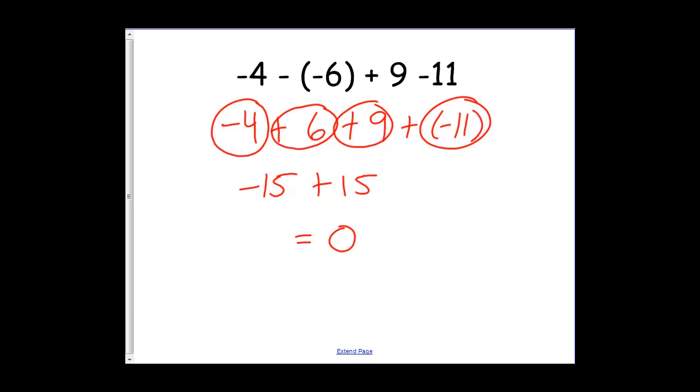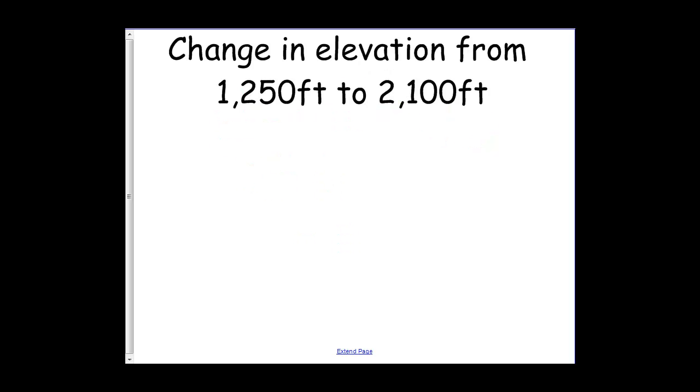On the last 3, definitely want to look at your notes to help you with change. The key word is change. Anytime we see change, we're going to take that second value, that second number, and we're going to subtract the first number from that. That's what we did on notes yesterday with Joe Bob's weight and everything else. Second number minus first to find the change.